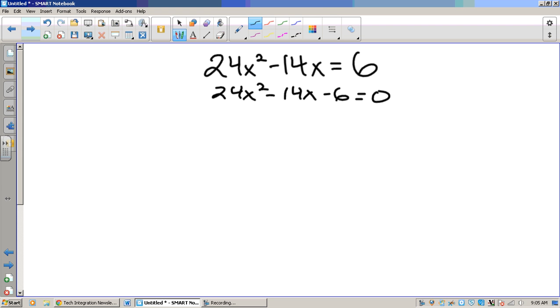Negative 144. Okay, and then we'd have to add to negative 14. Can't we just factor out 2? You could, that's true, we could factor out a 2 to begin with. That's probably a better place to start.